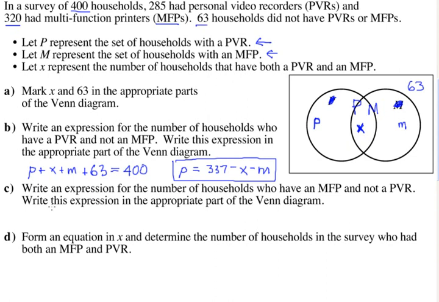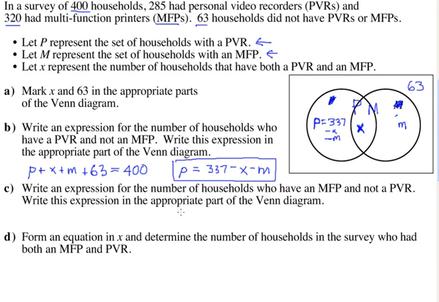Write an expression for the number of households that have a multifunction printer. That's just little m, right? The ones that have a multifunction printer but not a PVR. That's this group over here on the right. The right circle, but not the middle part. These people have PVRs, these people do not. So, oh, they want us to write this expression in the appropriate part of the Venn diagram. Sorry, so this p, let's see if I can fit this in, is 337 minus X minus m.